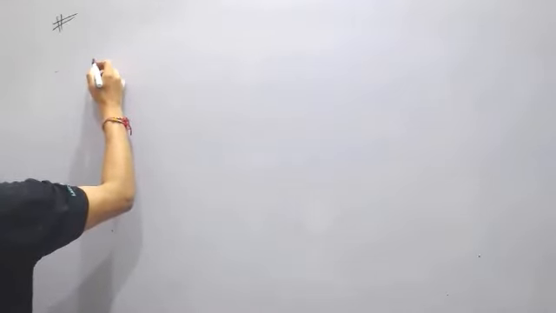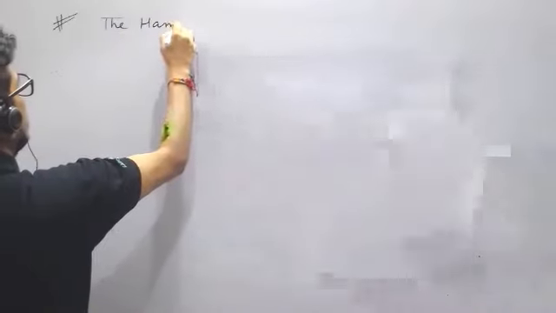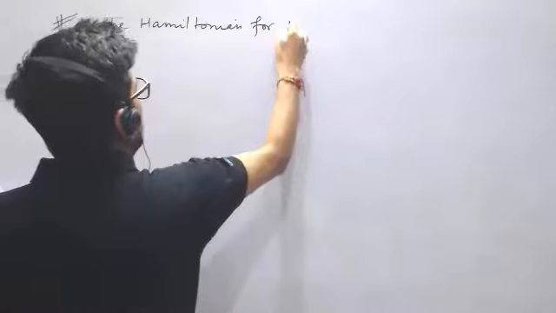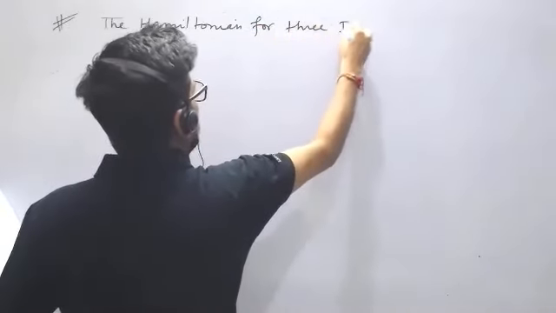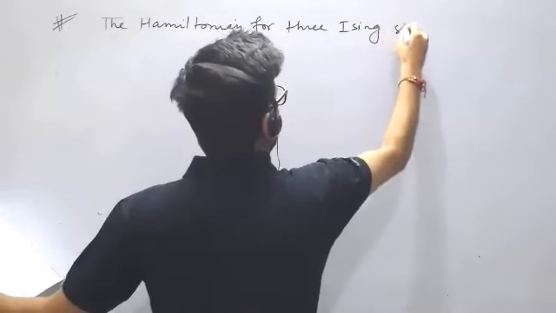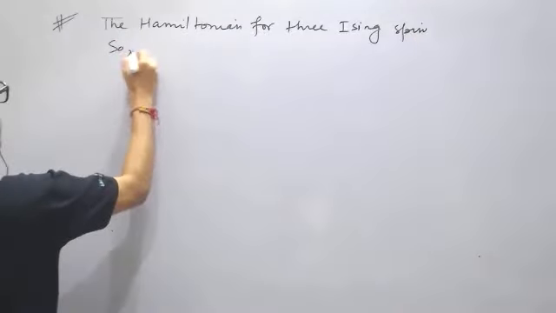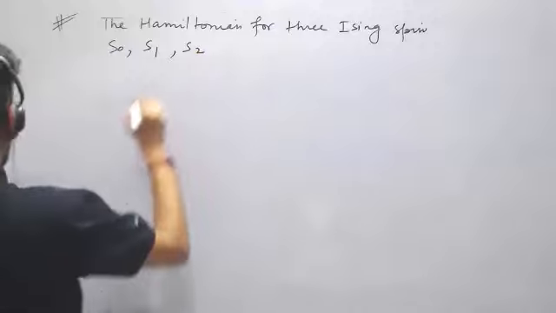Write the Hamiltonian for 3 Ising spins, S0, S1 and S2.